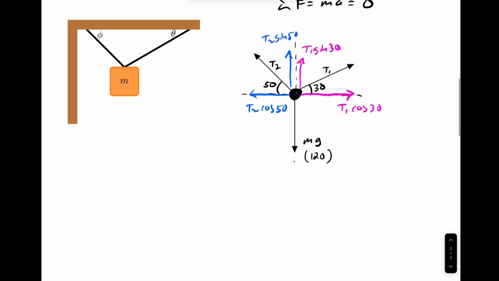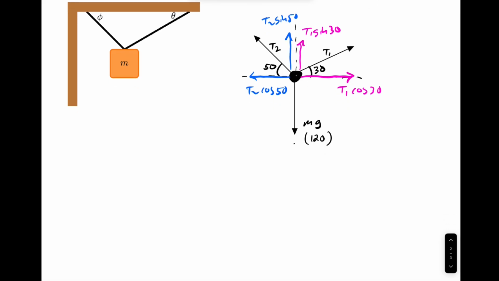So let's actually do that. All right, so here's what we would have. We'll go in the y direction first. Okay, so in the y direction, the summation of all the forces in the y direction is going to end up being equal to 0 because it's not accelerating that way. So in the y direction, here would be the sum of the forces.